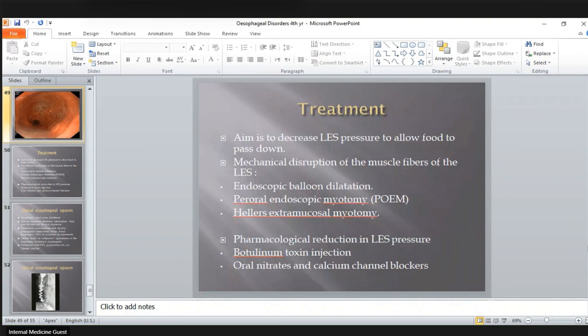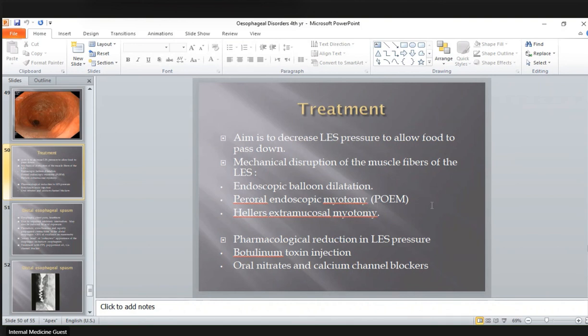How to treat? Our objective is to decrease the lower esophageal sphincter pressure so the food can pass easily into the stomach. So we have to disrupt the smooth muscle fibers at the lower esophageal sphincter. This can be done by pneumatic dilatation or endoscopic balloon dilatation. This is what we do in our unit. A new technique called POEM, endoscopic myotomy, can be done with an endoscope.